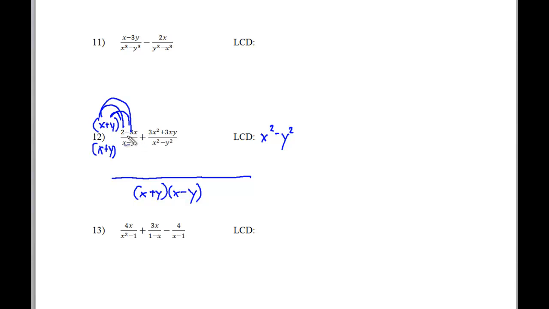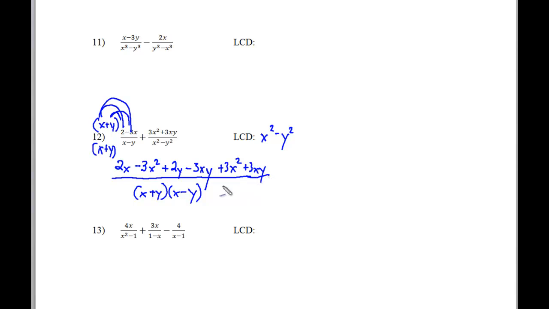Okay, so let's look at that. X and 2, that's going to be 2x. X and negative 3x, which is going to be negative 3x squared. Y and 2 plus 2y. Y and negative 3x, negative 3xy. Alright, and then over here on this side we're going to have the plus 3x squared plus 3xy.